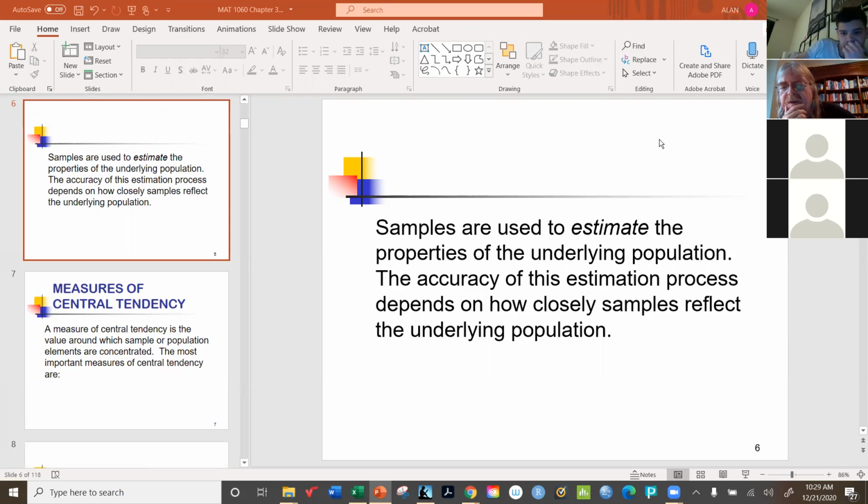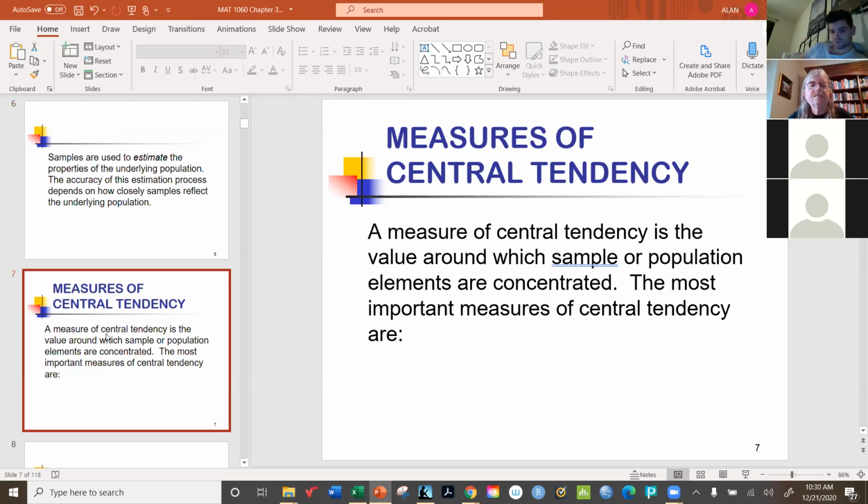Okay, now, what do we do with our sample data once we gather it up? There are certain key details that we really need to understand within any set of data. So we're going to start by looking at a group of measures, called numerical measures, that give us a quick view of the properties of that sample or population, as the case may be. We're going to start with measures of central tendency. What is that all about? Well, with these measures we're trying to find a number in a sample or a population around which most of the elements are located or concentrated.